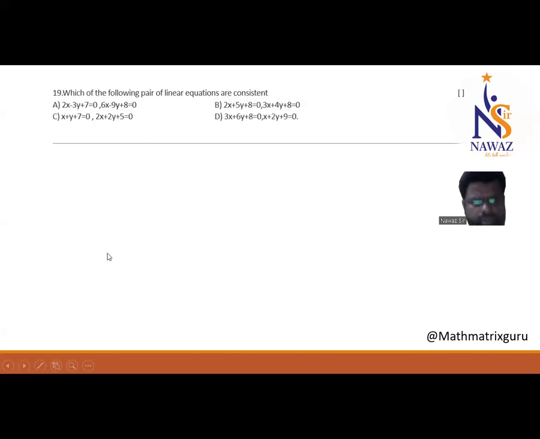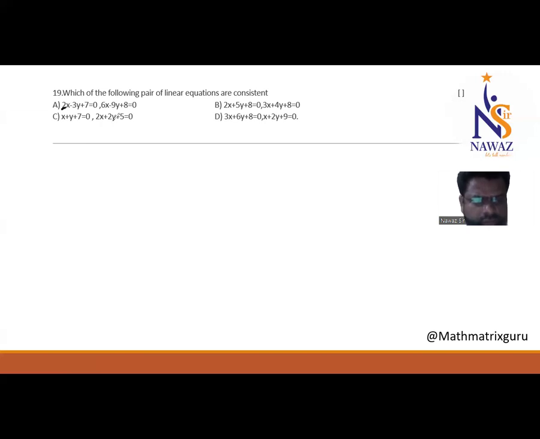Right. Next, which of the following pair of linear equations are consistent? Again, consistent means, the other way of asking this question is, a unique solution or intersecting lines. So if I look at the options, the only option which I felt is correct is B, or else let me show you all.